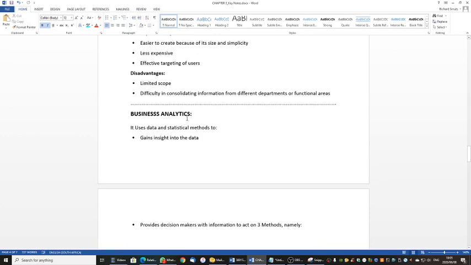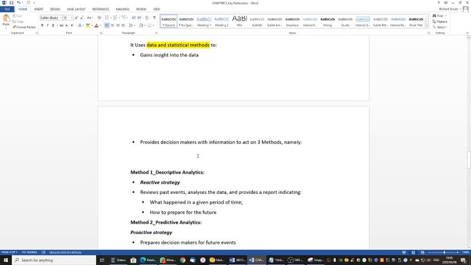Okay, business analytics, guys, new one. We are using data and statistical methods to do the following. We get some insight into the data, so it's not just data that has no meaning. We gain insight into it. So for example, how many new customers joined the company over the last month? Are we advertising enough? It provides decision makers with information to act on, and it's three methods, and we discussed the three methods.